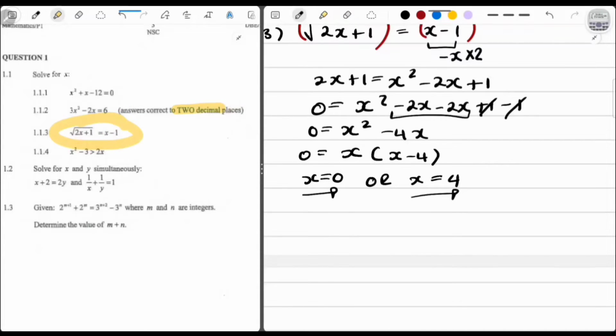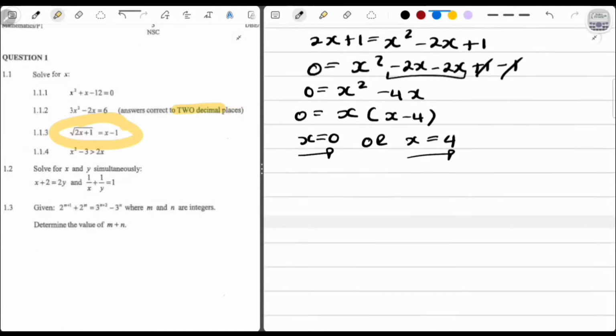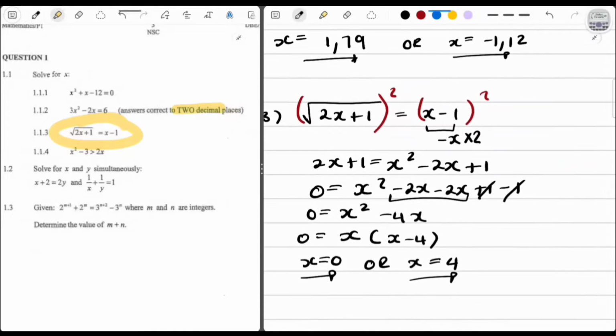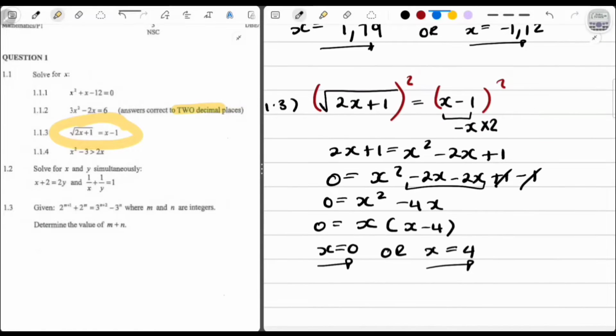Okay, so even if you check in the 2022 paper, you'll see that you get a mark for isolating the root. The mark is really, you get a mark for leaving the root on one side, isolating the root, and then you get a mark for squaring both sides. So this is where our mark is coming from. The root was already isolated, so we're not really getting a mark for isolating that root anymore. The thing about this is we have 1 mark here for squaring both sides.